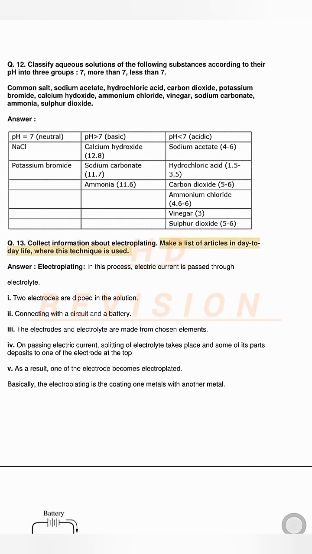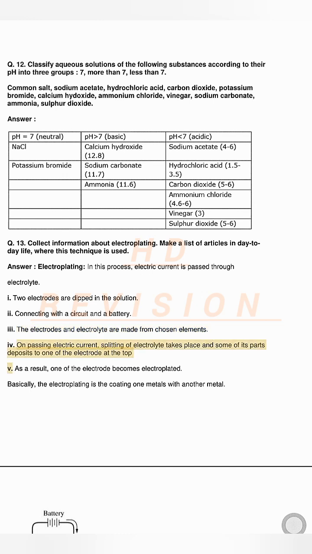Q13. Collect information about electroplating. Make a list of articles in day-to-day life where this technique is used. Answer. Electroplating. In this process, electric current is passed through an electrolyte. I. 2 electrodes are dipped in the solution. II. Connected with a circuit and a battery. III. The electrodes and electrolyte are made from chosen elements.